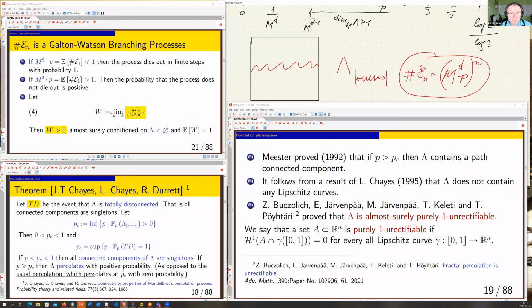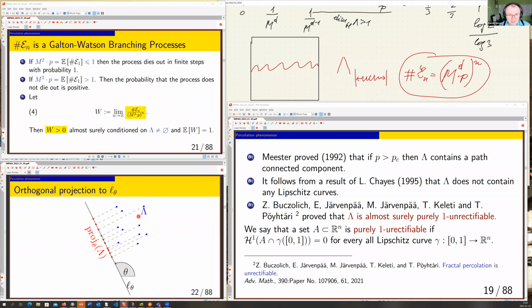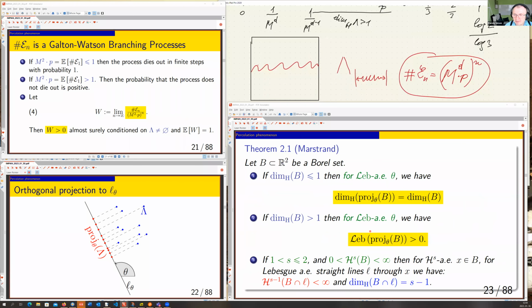So this W, okay. Now I would like to say a couple of words about the projection. I think everybody in the audience knows this.